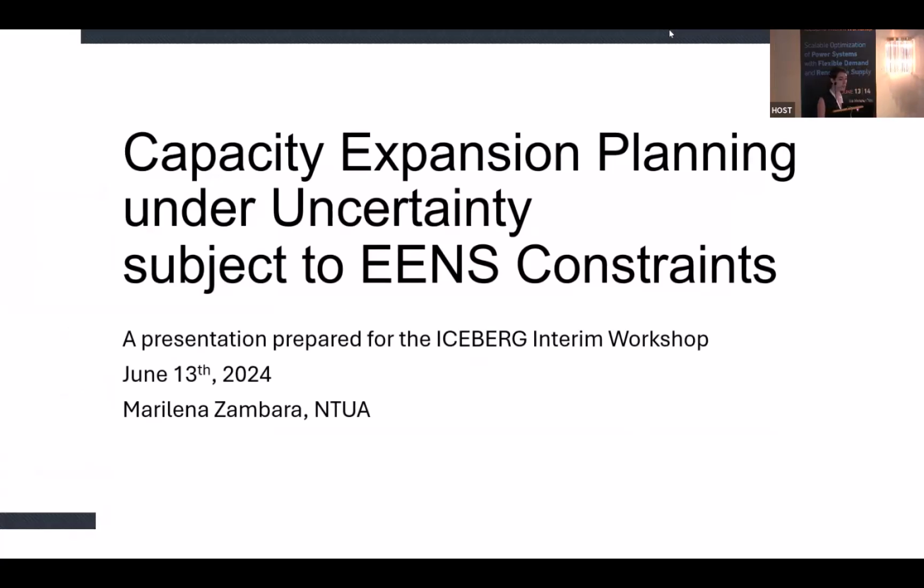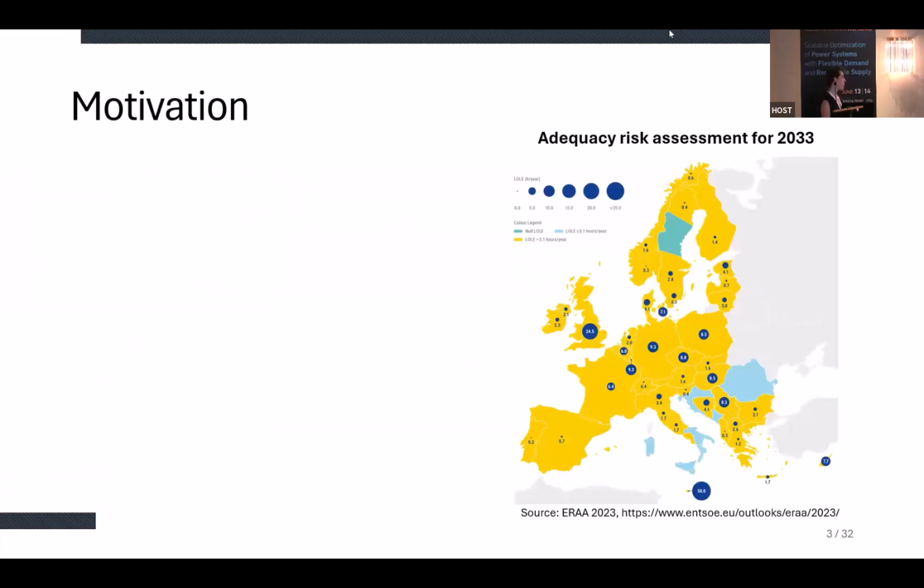Okay, so let me first introduce a little bit the problem, and put this into context. What you can see here is actually a snapshot from the latest European Resource Adequacy Assessment that Daniel already introduced. So you can see the adequacy risk for a certain year in the future, 2033 in particular. The larger the blue dot, the higher the risk. So it's actually the more hours that load had to be curtailed.